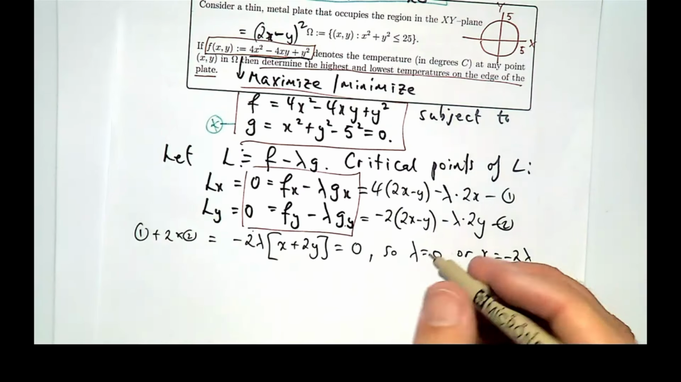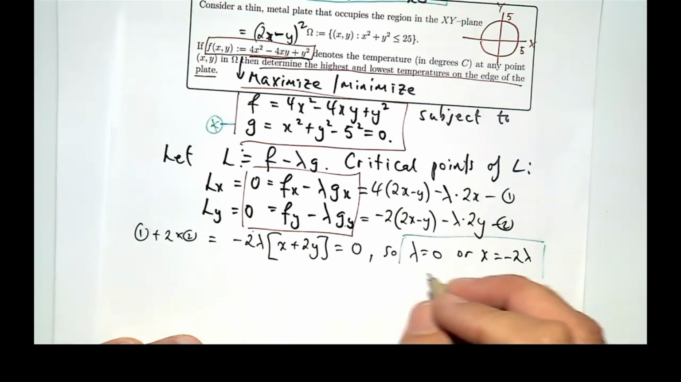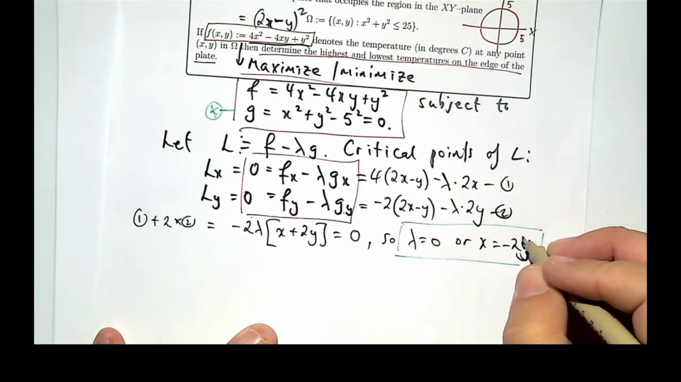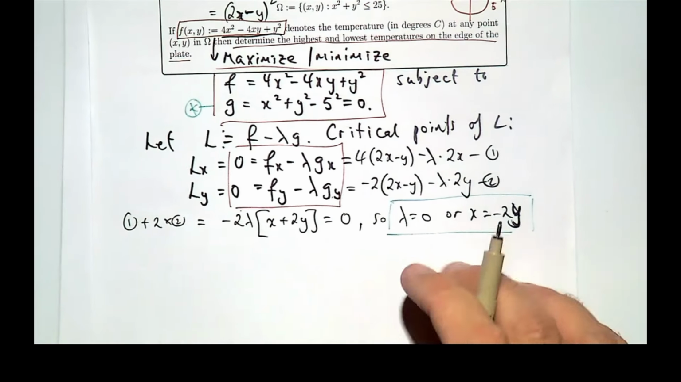Okay, so we'll do something with that in a minute. I'm going to break that up into 2 parts. Let's just consider the case lambda equals 0 and see what happens. Sorry, 2y, not 2 lambda.